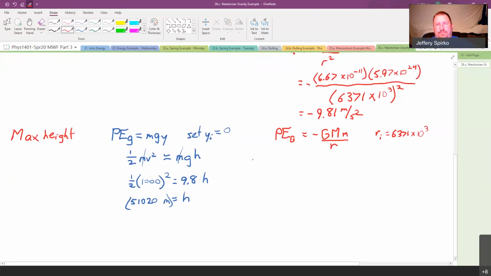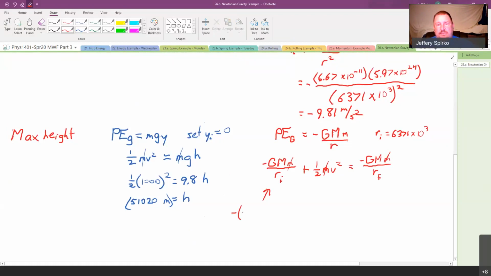So then we have to set up minus GMm over R initial plus 1/2 mv squared equals minus GMm over R final plus 0 at the end. Now notice we can still cancel out the little m's. That would be the mass of our object, the mass of our projectile. So let's calculate that thing.